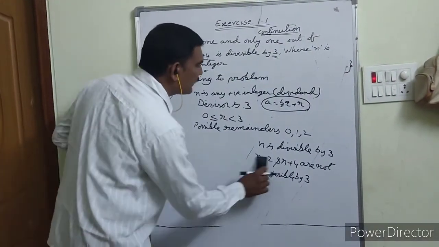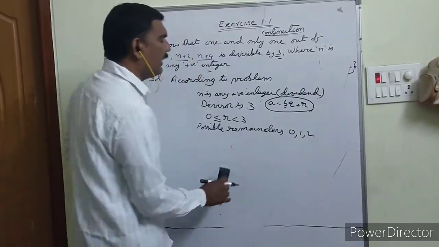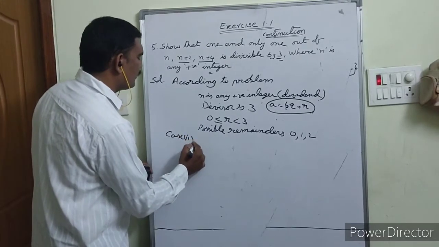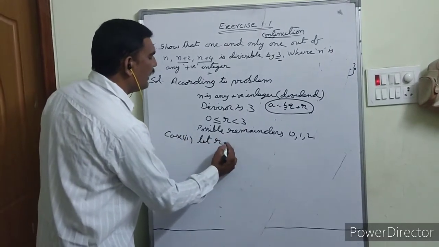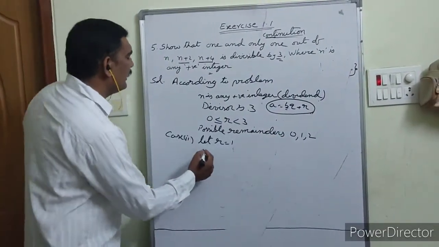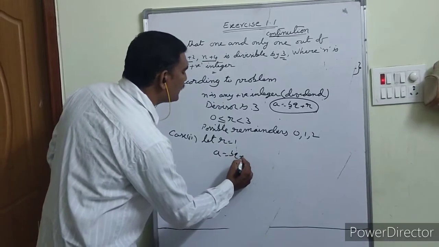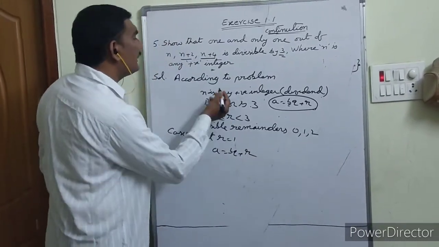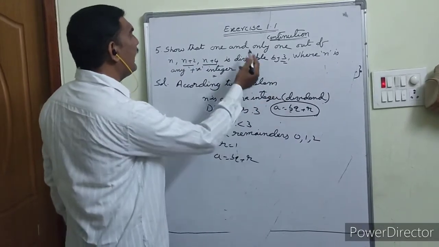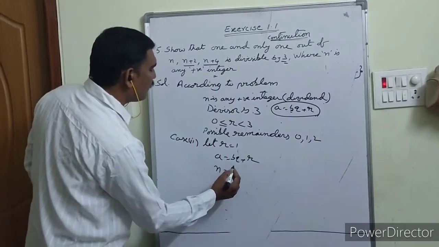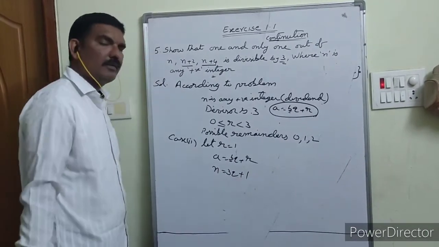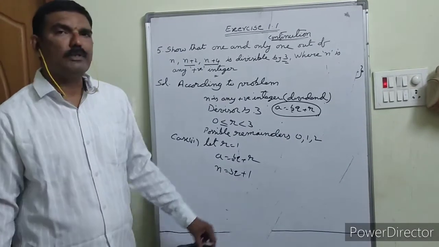What is case 2? In case 1 you got remainder as 0. Now in case 2 you have to write: let remainder r be equal to 1. Where do you substitute remainder equal to 1? In a equals bq plus r. What is a? a is the dividend, and here the dividend is n. So n is equal to divisor 3q plus remainder 1. What you got: n is equal to 3q plus 1.